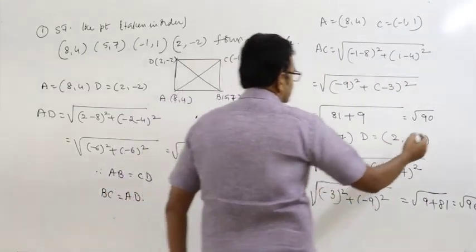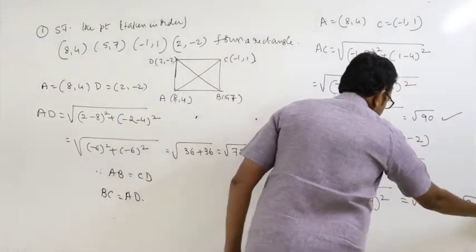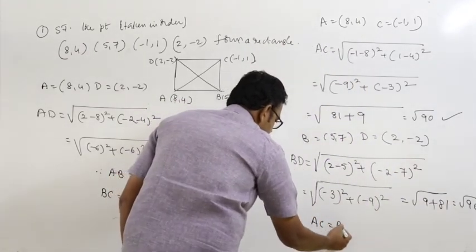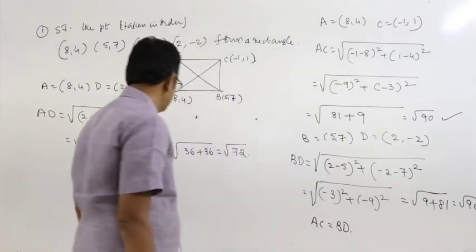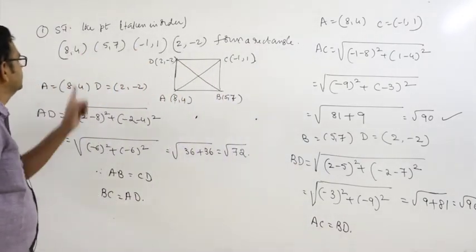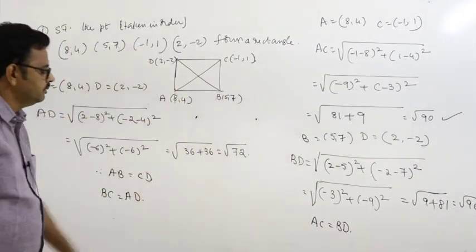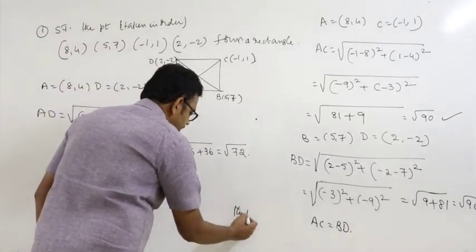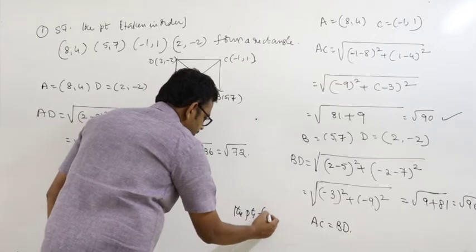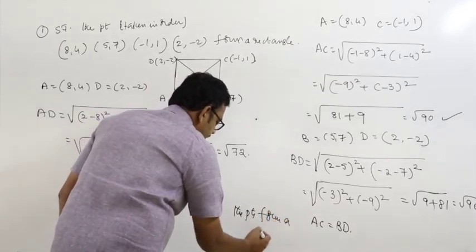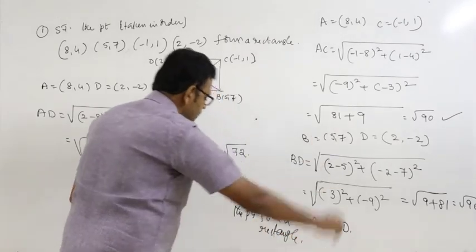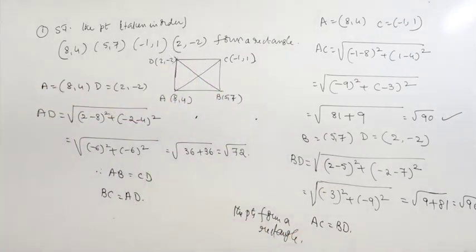Therefore, the diagonals are also equal. So AC is also equal to BD. Therefore, the four given points form a rectangle. Right?